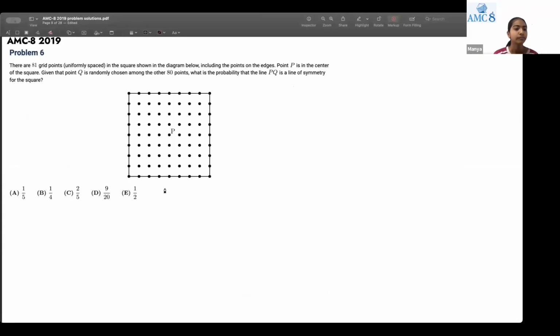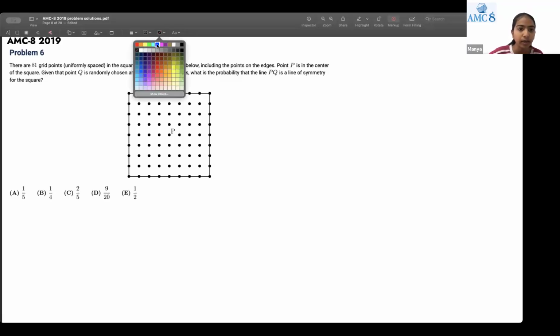Problem number 6. The 81 grids are uniformly spaced in the square shown in the diagram below, including the points on the edges. Point P is the center of the square. Given that point Q is randomly chosen among the other 80 points, what is the probability that the line PQ is a line of symmetry for the square?